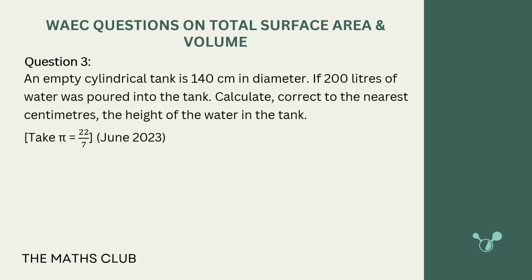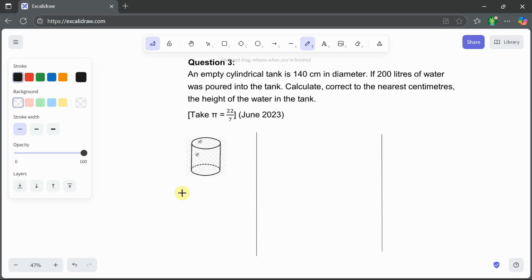Question 3 now says that an empty cylindrical tank is 140 cm in diameter. If 200 liters of water was poured into the tank, calculate, correct to the nearest centimeter, the height of the water in the tank. Take pi to be 22/7. This is from June 2023. As always, I encourage you to pause the video and try it out yourself before you look at how I will solve it. So what are we given?